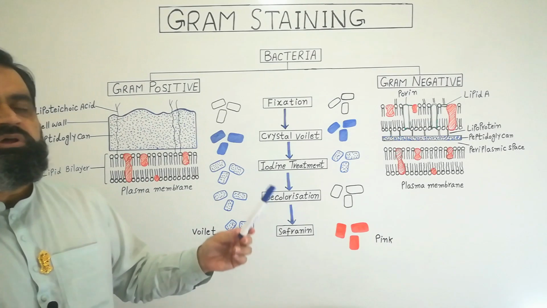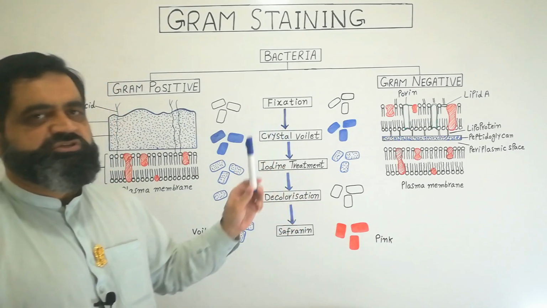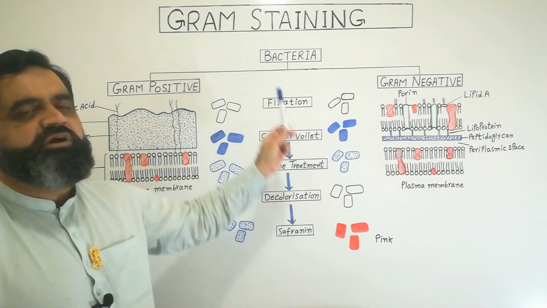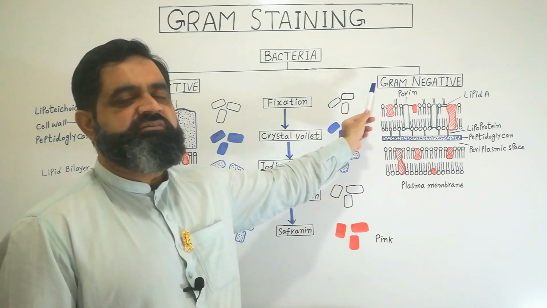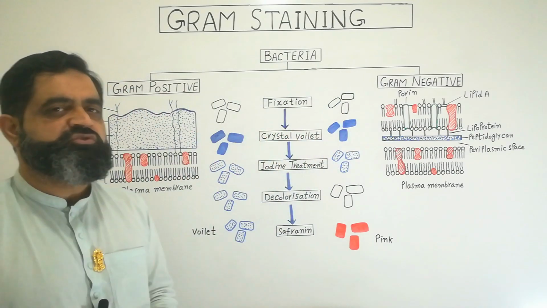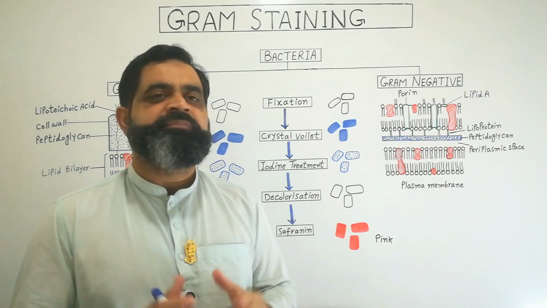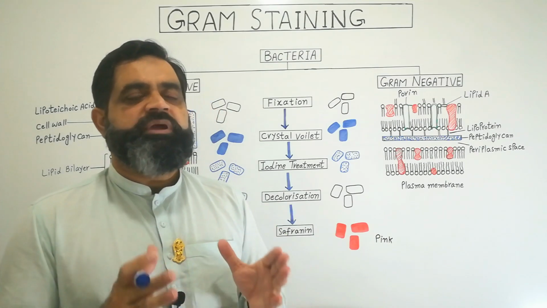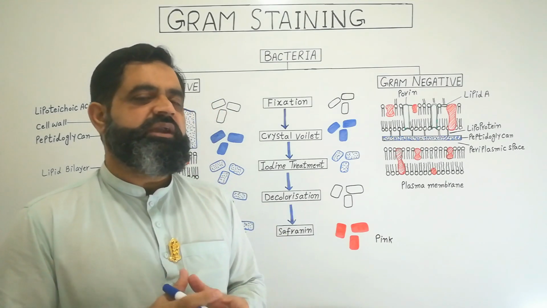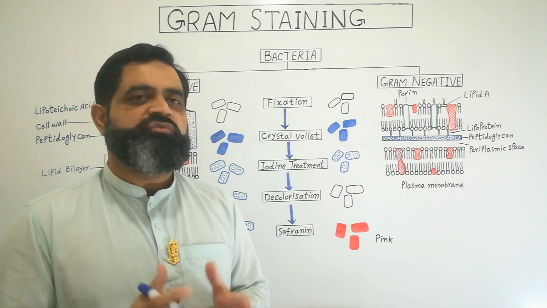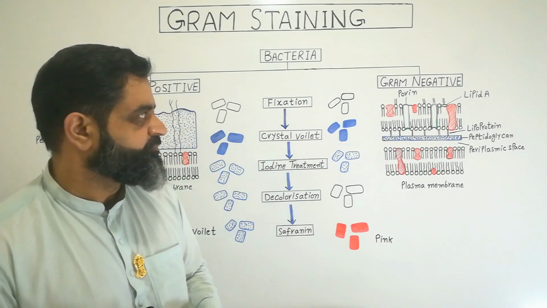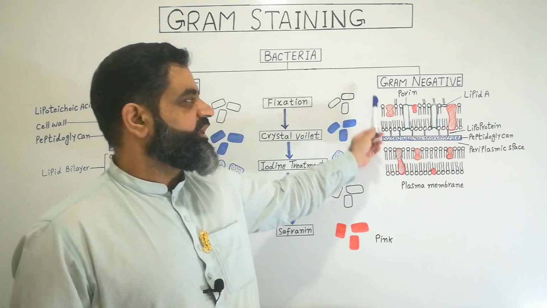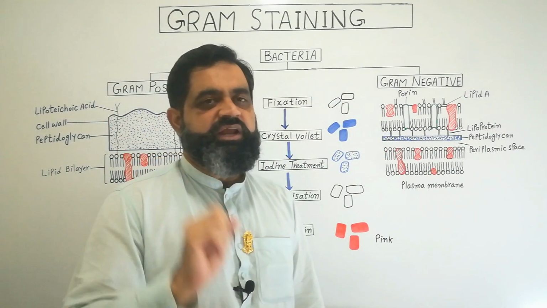According to the classification on the basis of gram staining, bacteria can be divided into two groups, gram negative bacteria and gram positive bacteria. First of all, we are going to look at the structure of both, gram negative and gram positive. How they are classified, we will discuss later in this lecture. First, I am going to take a cross section of the cell wall of gram negative bacteria.